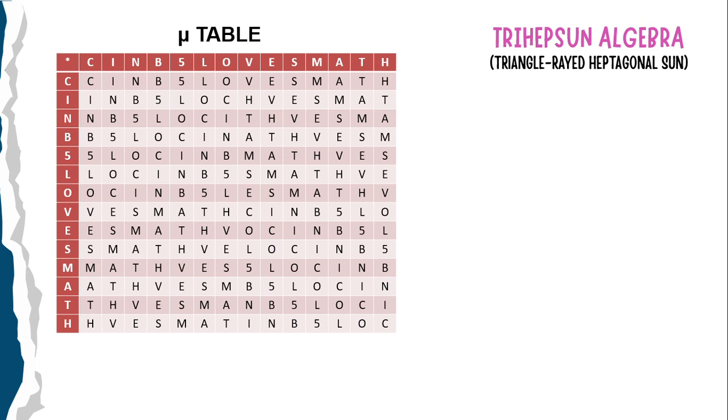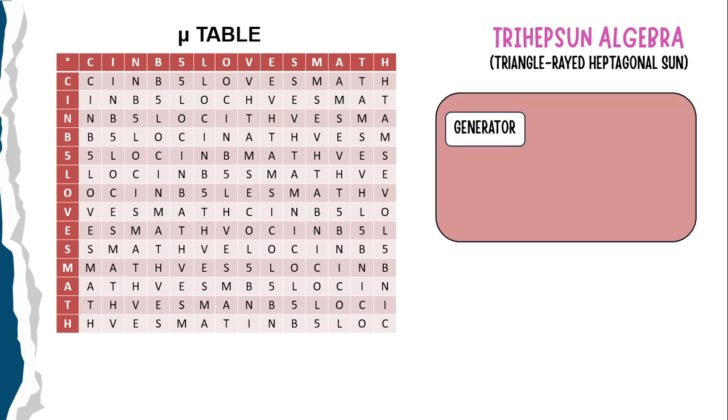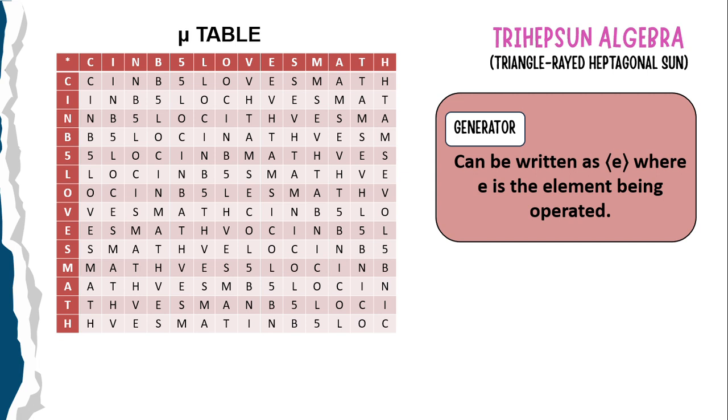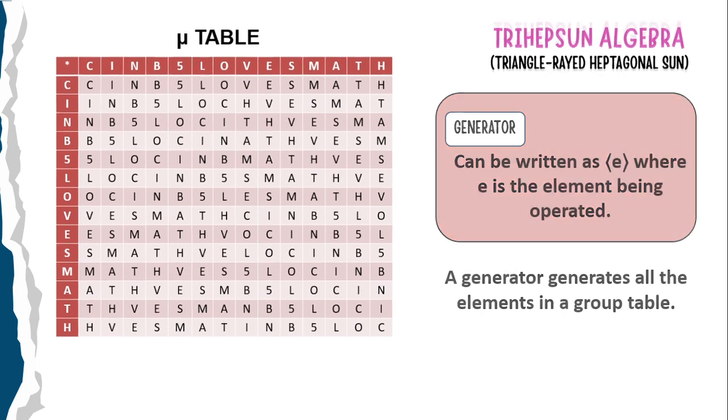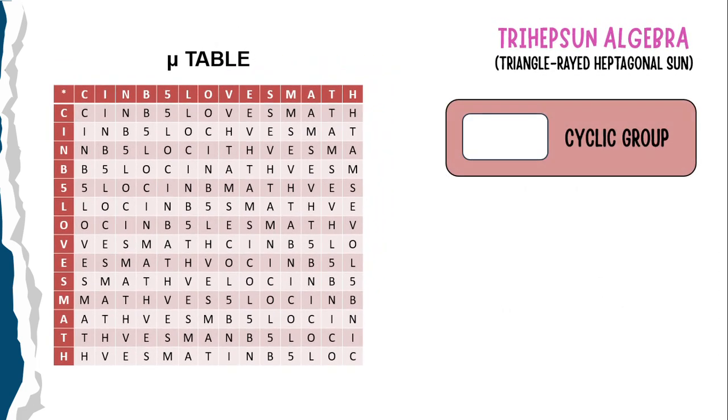Generators can be written like this, where E is the element being operated. A generator generates all the elements in a group table. So let's check if this group table is a cyclic group, and whether it has a generator.